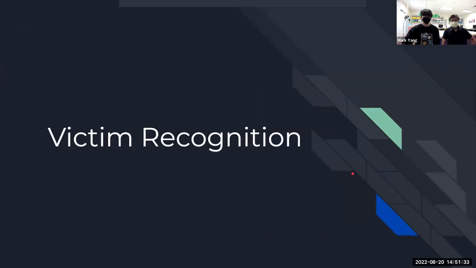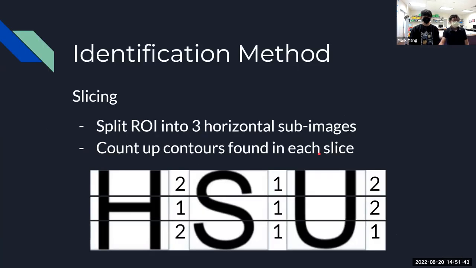Now comes victim recognition, which is a very important part because we need to rescue our victims from the maze. So here we have our H, S, and U again, and the method that we use to identify them is something called the slicing method. So what we did here was we sliced our region of interest into 3 horizontal sub-images. So we have our top image, our middle slice, and our bottom slice. We found contours for each slice, and then we counted them up for each one.